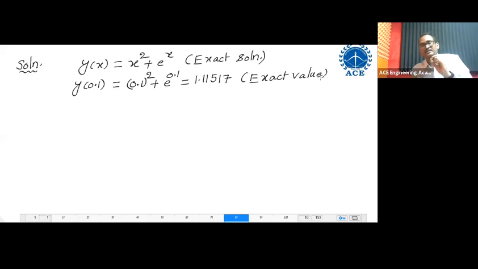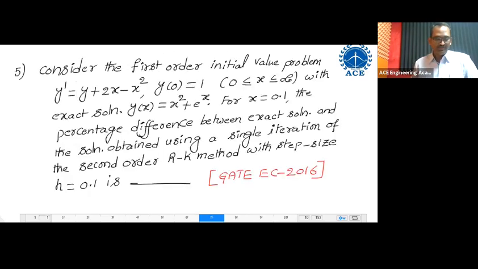Now approximate value means the first iteration of the second order Runge-Kutta method. The first iteration of the second order Runge-Kutta method is y1 is equal to y0 plus k. K is equal to half into k1 plus k2. So k1 is equal to h into f of x0 comma y0.